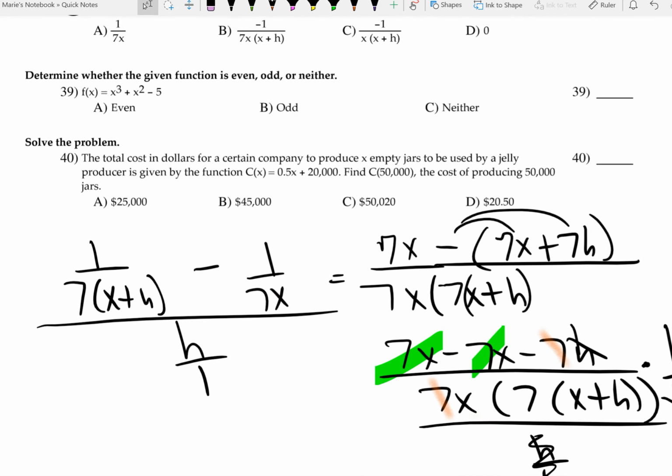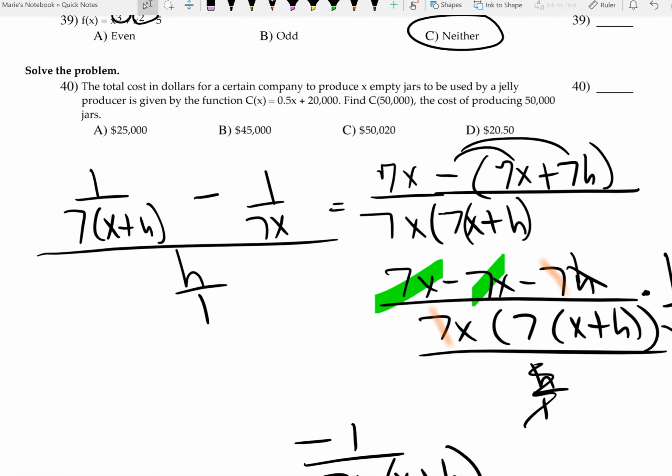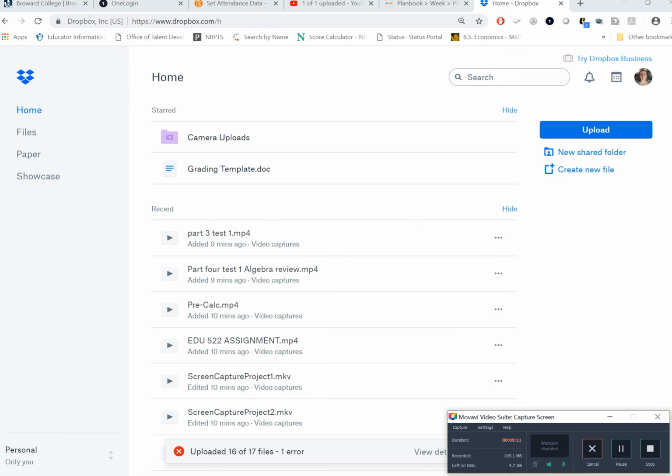The last question, number 39. For 39, you should end up with answer choice C. If you recall, I did tell you, look at the exponents. If they're mixed, it's neither. And the last question is simply substitution. It says the cost in dollars for a company to produce x empty jars to be used for a jelly producer is given by the function. Find C of 50,000. So basically plug it in and solve. Once you substitute it in, do a little bit of basic math, you'll get 45,000. That's it.